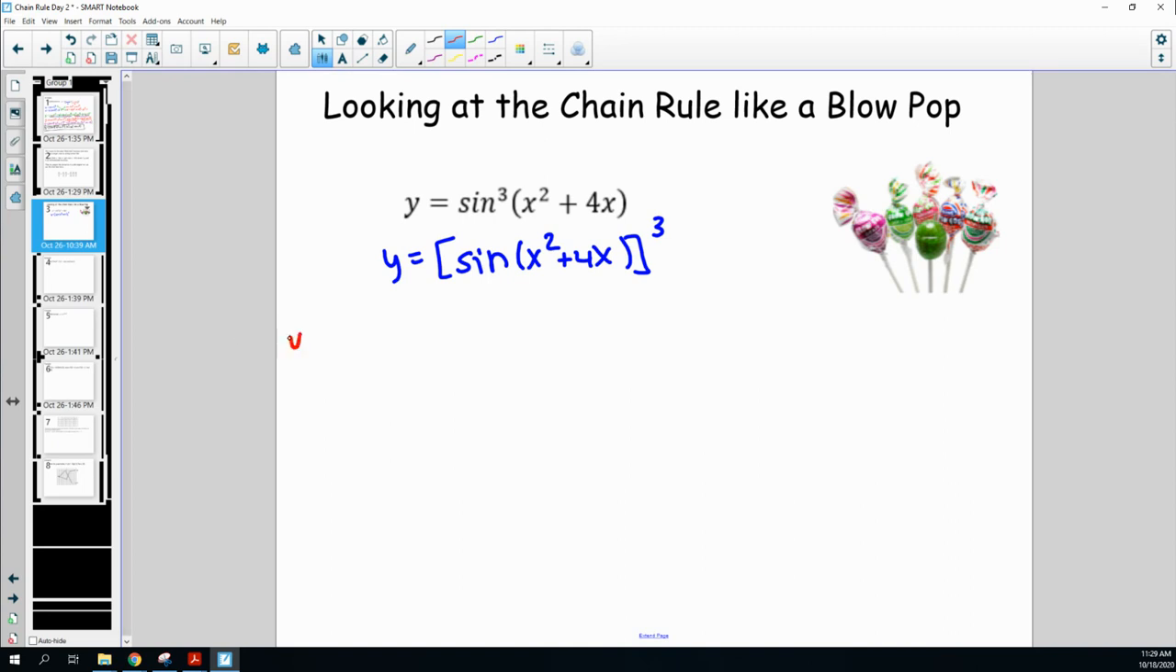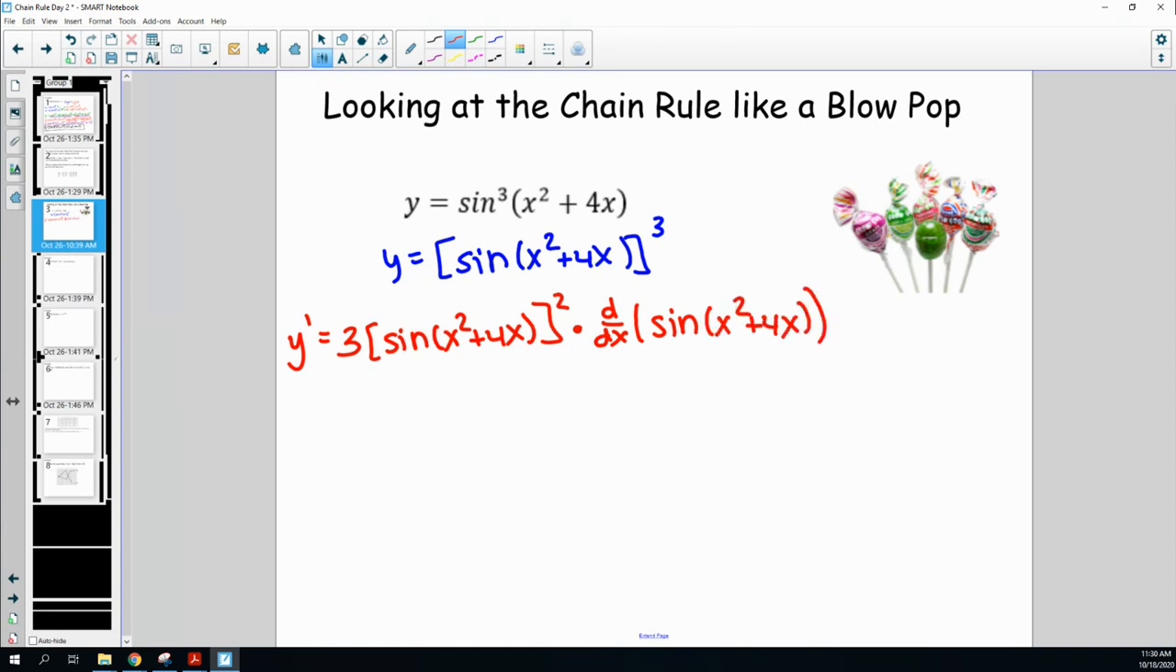So if I wanted to find the derivative, y prime is equal to, I'm going to take the derivative of the outer, so it's going to be 3 sine of x squared plus 4x to the second, and then I'm multiplying it by the derivative of the sine of x squared plus 4x. Okay, so I'm just going to go from there. I'm just writing it down in each step. I had that outer one already done, so I'm just rewriting this.